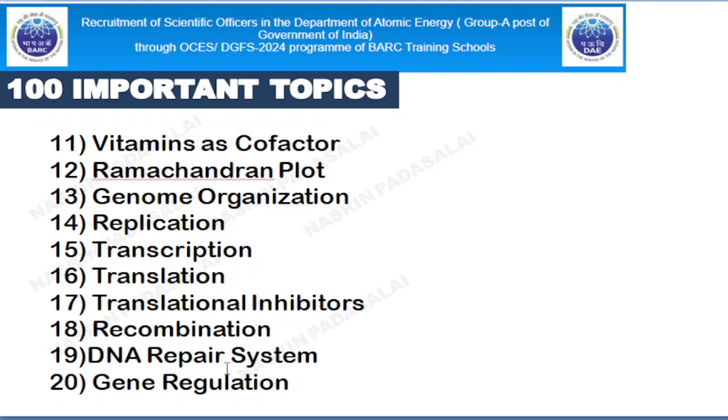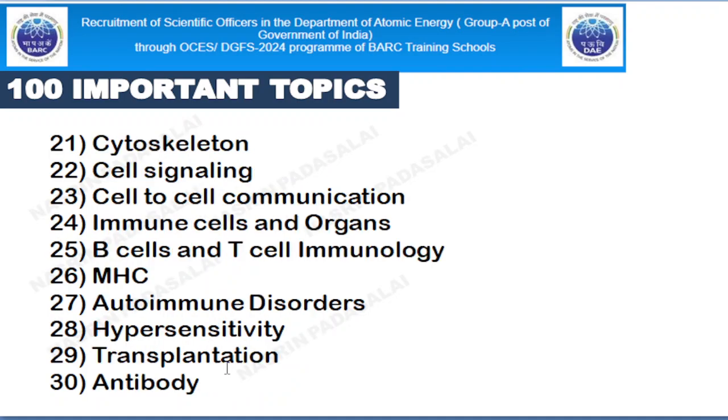Next is gene regulation. Again you need to concentrate more on prokaryotes and phages. If you can't cover eukaryotic gene regulation, at least study the phage system and prokaryotic systems like lac operon, trp operon, arabinose operon, like that. Okay, so the next is cytoskeleton and cell signaling like GPCR and all those cell signaling pathways.